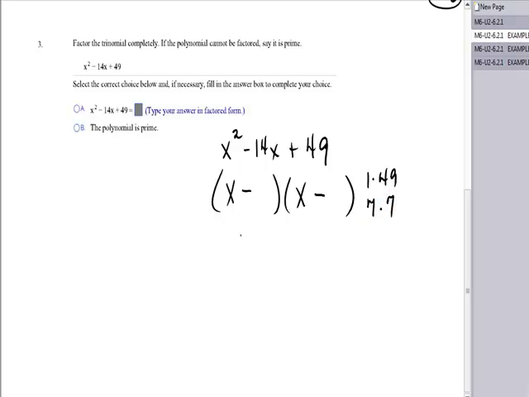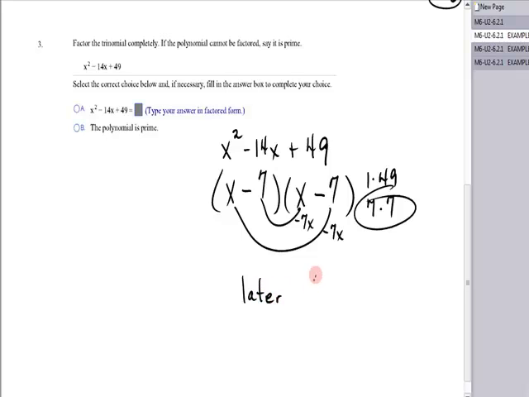Which of those gives you an outer plus an inner to add up to be 14? Well, it's 7 and 7. And those work. x times x is x squared. Outer product, negative 7x. Inner product, negative 7x for negative 14x. Negative times negative is positive 49. This is the answer that my math lab would be expecting right now. Later, you might recognize that this is x minus 7 squared. But for now, you can just write it in as two factors.